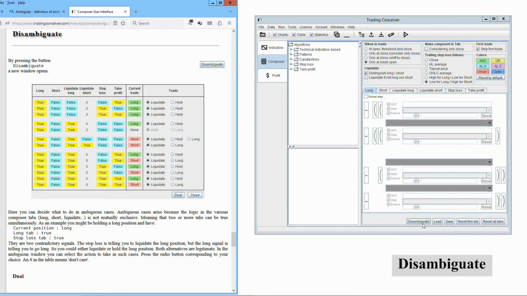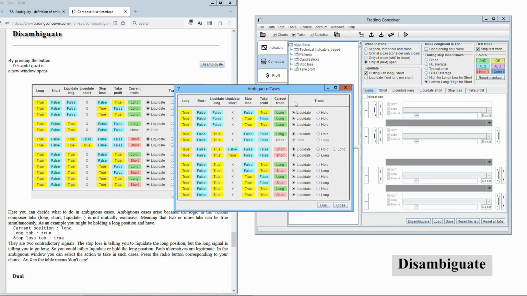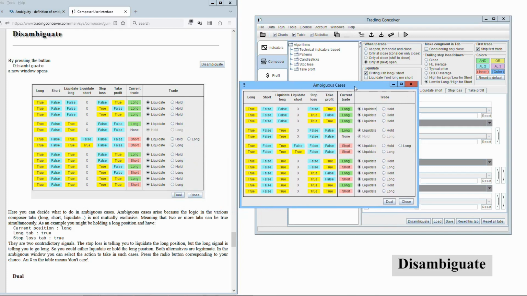By pressing the button Disambiguate, a new window opens. Here you can decide what to do in ambiguous cases. Ambiguous cases arise because the logic in the various Composer tabs, long, short, liquidate and so on, is not mutually exclusive, meaning that two or more tabs can be true simultaneously.